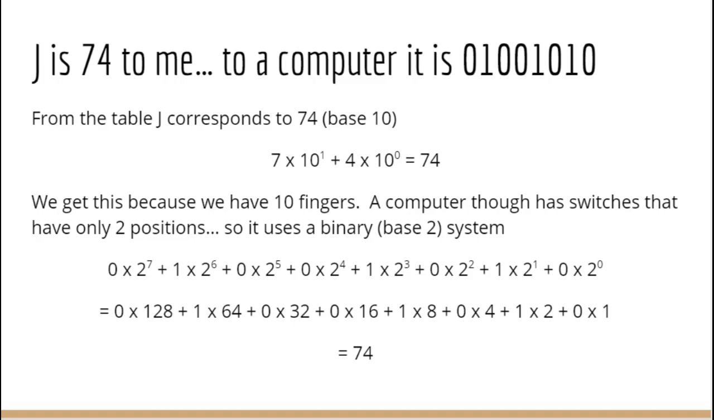In our base 10 system, 74 converts to 7 times 10 to the first, 70, plus 4 times 10 to the 0, which is 4. 70 plus 4 is 74. That's how it works on our base 10 system. And I get this because I have 10 fingers.